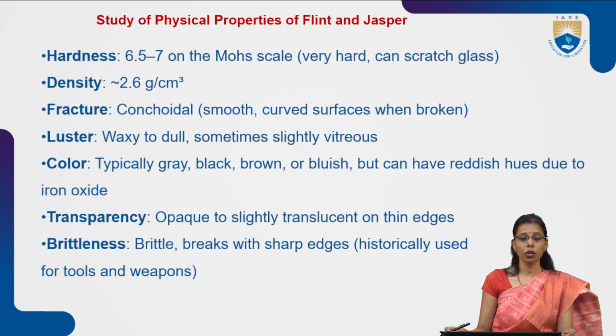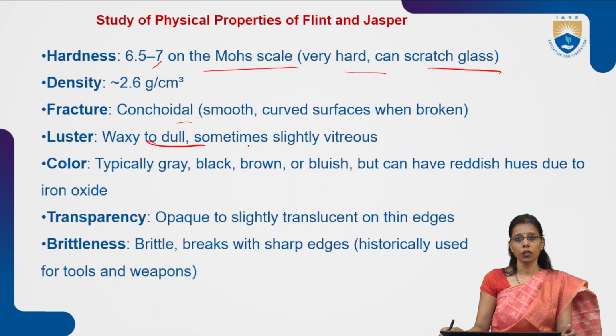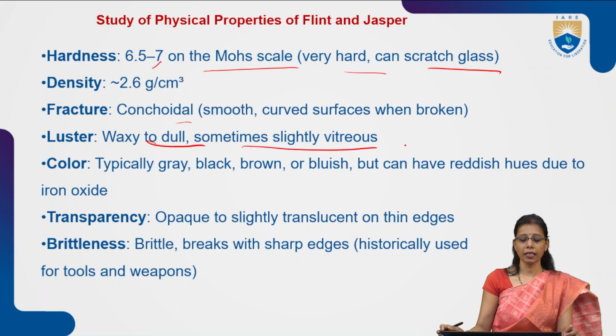Now if you talk about the hardness, if you remember we have already discussed the Mohs scale. The hardness of flint on the Mohs scale is 6.5 to 7. It is very hard and it can scratch glass, and the density of flint is 2.6 gram per centimeter cube. The fracture here is conchoidal, with smooth curved surfaces when broken, and the luster is waxy to dull. Luster means the shine of the mineral; it will be either waxy in look or dull, sometimes slightly vitreous.